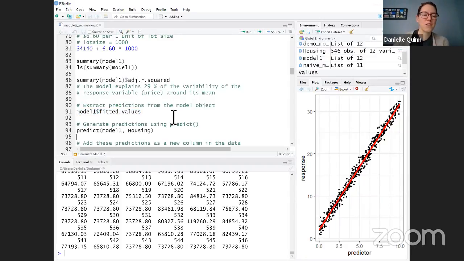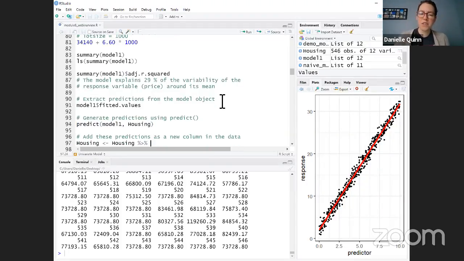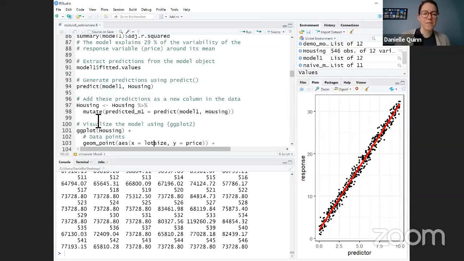I prefer using the predict function because as you get into more and more complicated models, this doesn't work, right? So this will only work for linear models and a couple others, whereas the predict function works for a much broader range of model types. So let's take these predictions and put them as a new column in the housing data. So we'll use mutate and we'll say, create a column called predicted M1, and in that column, add these predictions from model 1.